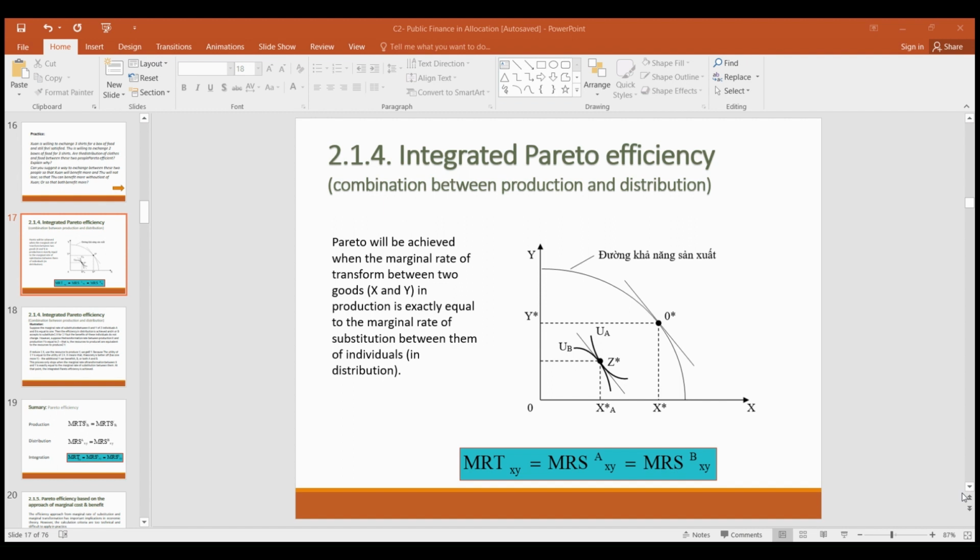At this point, the economy produces X star units of X and Y star units of Y. Individual A receives 0, XA units of good X and 0, YA units of good Y, while the remainder belongs to individual B. For every point on the production possibility frontier, an Edgeworth box can be drawn, and at least one corresponding point z star can be found. However, to ensure that the tangents at z star and 0 star are parallel to each other, there is only one unique solution. That is the Pareto integrated efficient point.